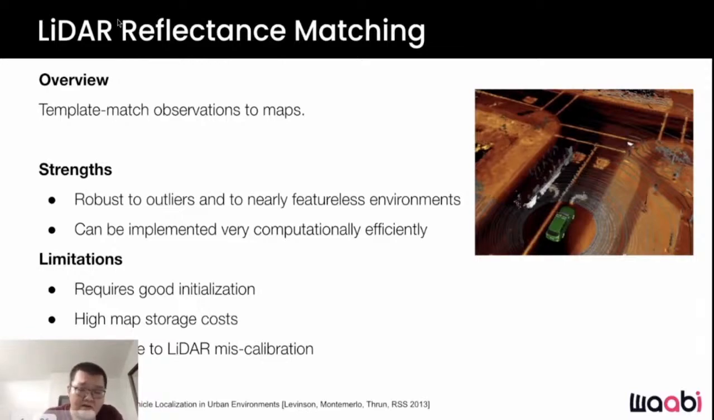At the same time, just like geometric alignment methods, reflectance matching methods require good initialization. They also have a relatively high map storage cost. And these methods also require very precise LiDAR intensity calibration, which can limit their scalability due to the difficult nature of this procedure.